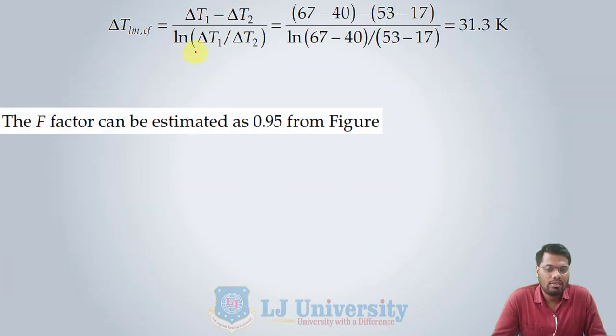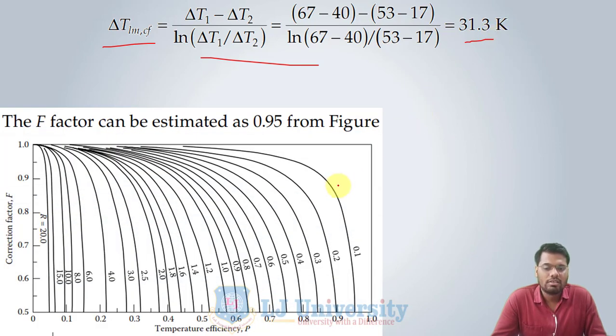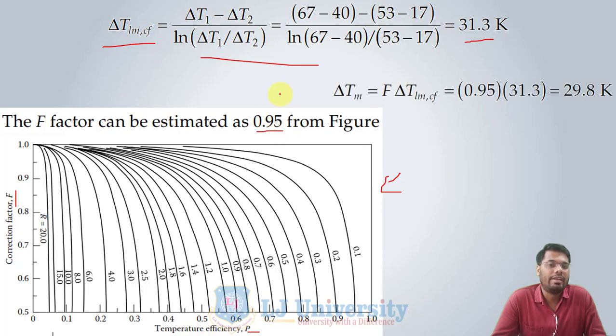Now, as we know all four temperatures, we can easily calculate the delta T, or LMTD. Putting in this equation, we will get 31.3 K. As there is a cross flow, we have to multiply it with the correction factor. For the correction factor, we are using this equation, as we have learned how to find the value of F in our chapter number 2: from the values of P and R we can find the correction factor. So from here we will get the correction factor as 0.95. Multiplying by 0.95, we will get the value of delta T, which is 29.8.